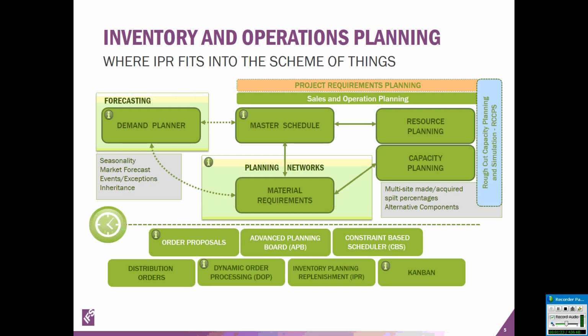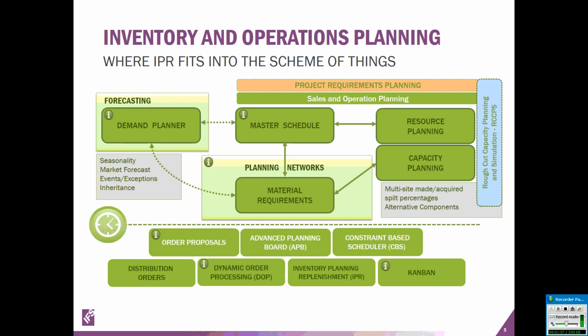So the scary slide here kind of puts into perspective where IPR fits. On our whole planning spectrum, we have a forecasting tool, demand planner, and that can feed into the master schedule. Who's using master schedule here? Okay, great. The master schedule then can feed MRP. You can use planning networks, so you can do multi-site MRP, especially if there's an order of precedence, a sequence of events that needs to occur.